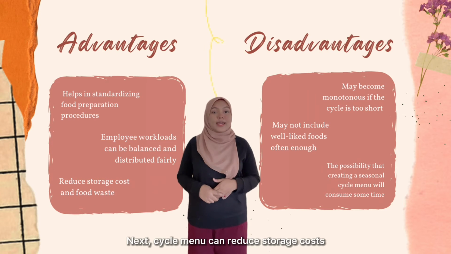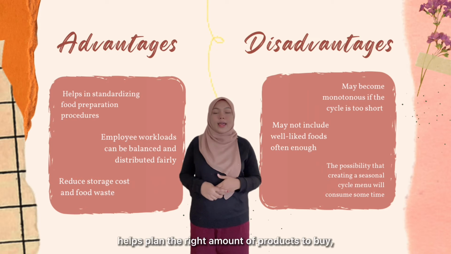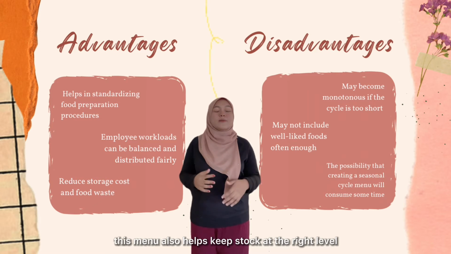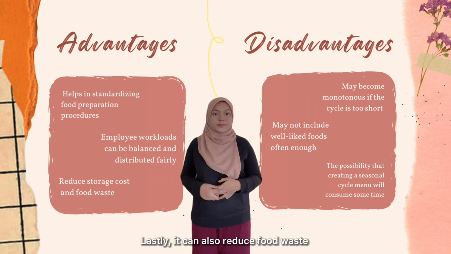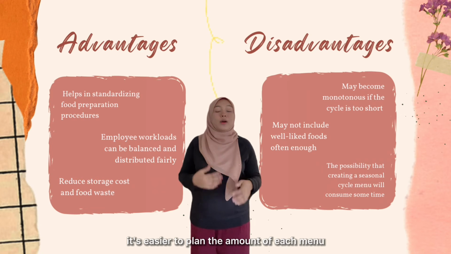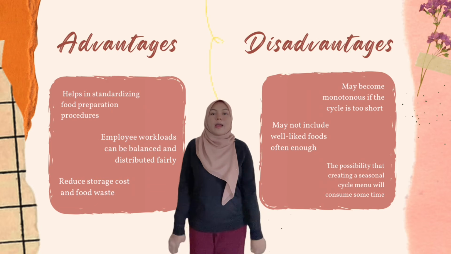Next, cycle menu can reduce storage costs. Since the cycle menu helps plan the right amount of products to buy, this menu also helps keep stock at the right level. Lastly, it can also reduce food waste. Since menus are provided repeatedly, it's easier to plan the amount of each menu item you need to create.